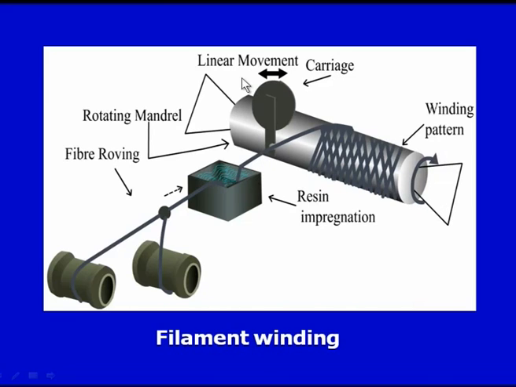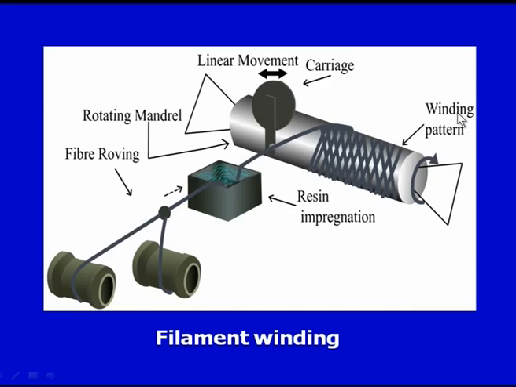This particular carriage has a linear movement parallel to the axis of the rotating mandrel. This linear movement helps us control the fiber orientation. Here you can see the fibers are in this direction also and in this direction also. This is called the winding pattern, which I have explained in the previous slides. I have explained that the fiber orientation has a very important role to play in the mechanical properties of the final product.